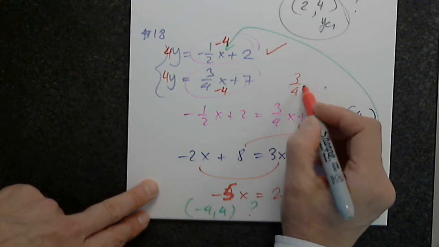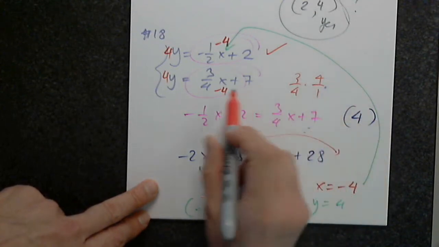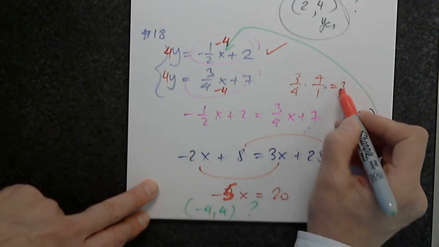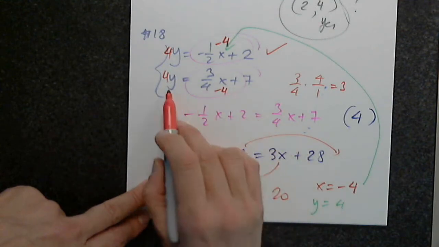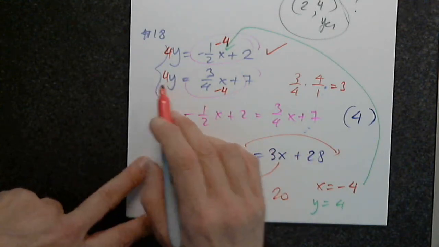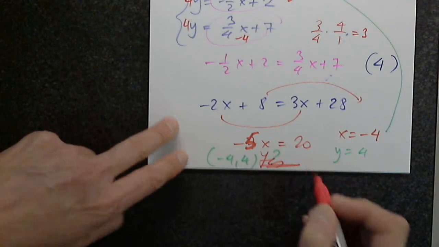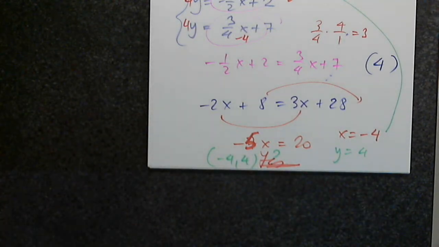3/4 times 4/1, but this is negative, will be negative 3. But negative 3 plus 7 is indeed 4. So I will say yes, indeed. And no one can find another. And this is the method of substitution.